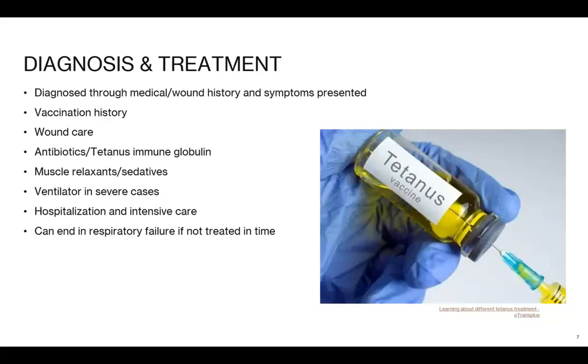This medication contains antibodies that help neutralize any toxins in the body, but it can only neutralize the toxins that have not yet attached to a nerve cell and started going to the brain. Patients are also treated with antibiotics that can kill the bacteria and stop them from producing more toxin. A lot of patients are also given muscle relaxants or sedatives to help stop the painful muscle spasms. A lot of tetanus patients are admitted to the ICU because the muscle spasms can affect the muscles used for breathing, and a lot of them have to be put on ventilation because their body cannot continue breathing on its own.